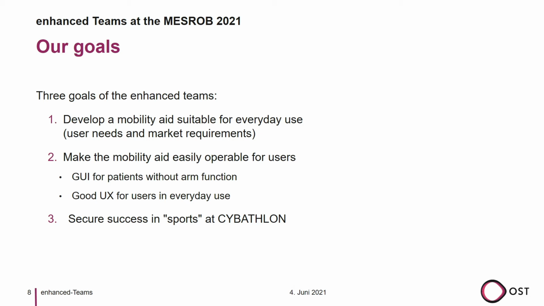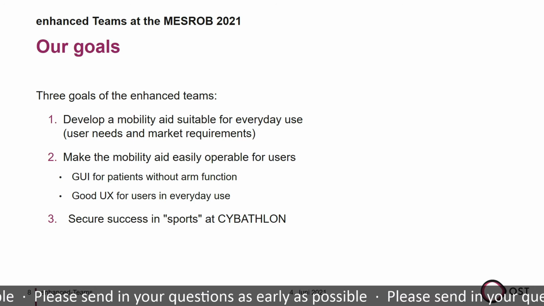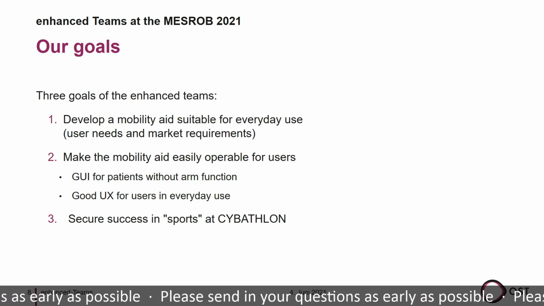We would also like to make our novel mobility aid easily operable for users. Our current race machines are tailored to the needs of our pilots, which is good. Generally, the user interfaces work for them. But even if I'm in the wheelchair of Florian, it's tricky for me to control it, even if I have much more arm function. But he does have all the training, he does have all the knowledge, and I'm way slower on the obstacle course than he is. So what we would like to achieve is to have a good user experience for all the users, which is not only on an obstacle course, but also in everyday use.